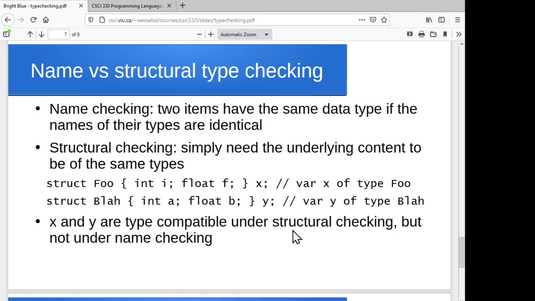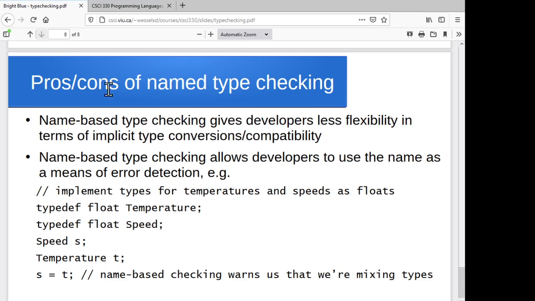So under structural type checking, our x and y variables here would be type compatible, right? Because they've got the same composition. But under named type checking, they would not be compatible because they've got different named types, right? Foo versus blah. So again, you want to be aware of which form your language is using. And obviously, there are advantages and disadvantages both ways.